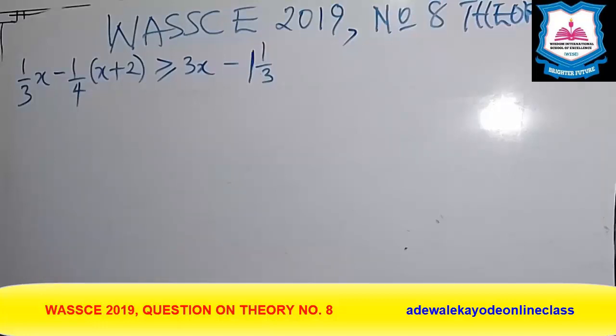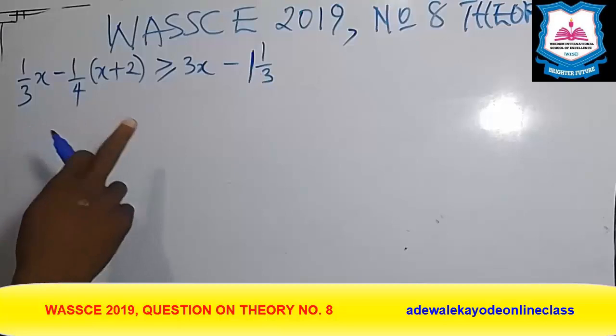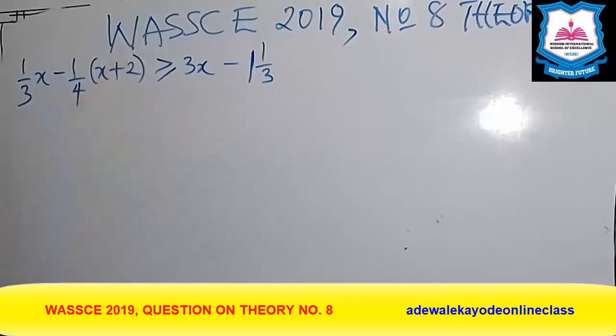We are still on our section, solving questions from past questions. Let's see this question from WASSCE 2019, number 8, a theory question on inequality. We have 1 over 3x minus 1 over 4 into (x + 2) is greater than or equal to 3x minus 1 whole number 1 over 3.